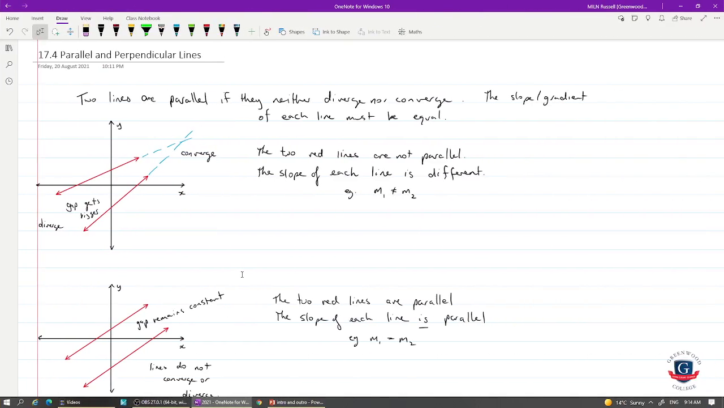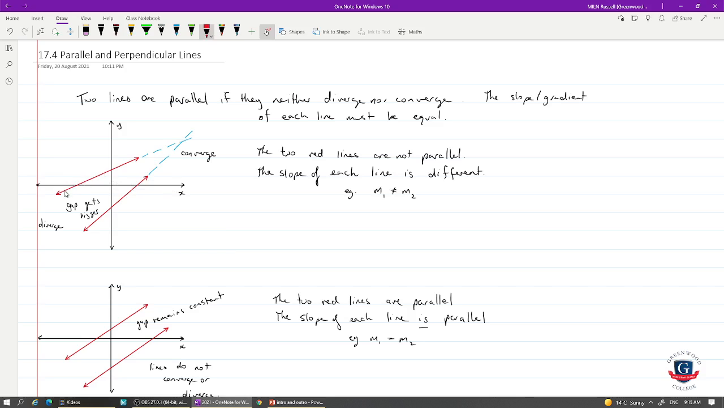Hi everybody, today we're looking at parallel and perpendicular lines. Specifically, two lines are parallel if they neither diverge nor converge. So if we look at our diagram, these two lines are converging at this point, and at this end of both lines the gap between them is getting bigger. They're diverging, converging.